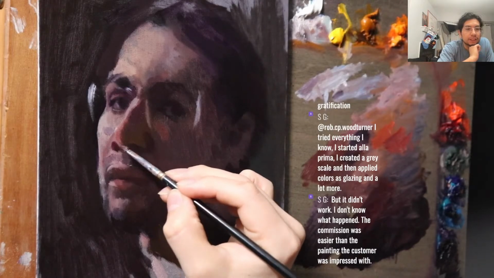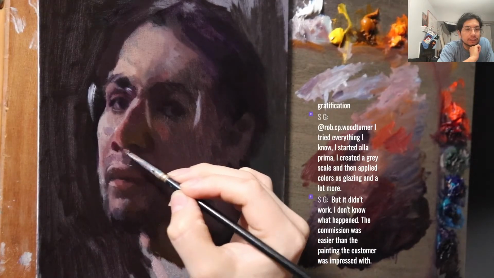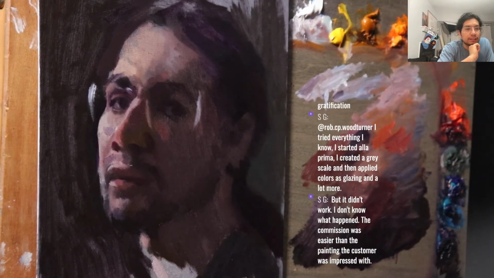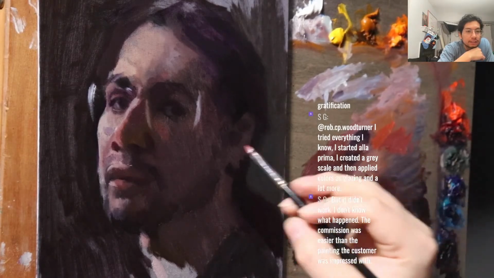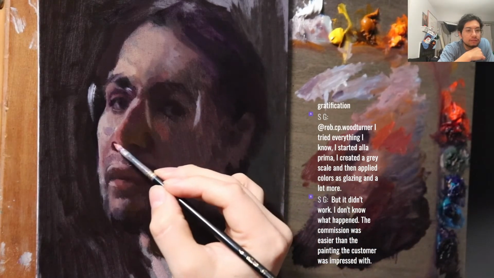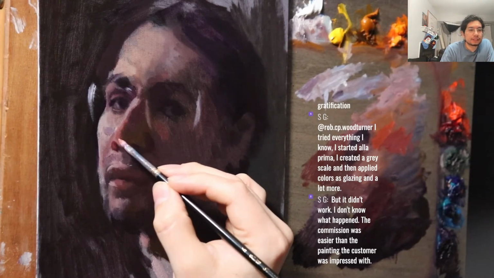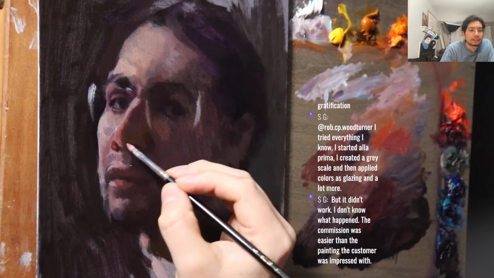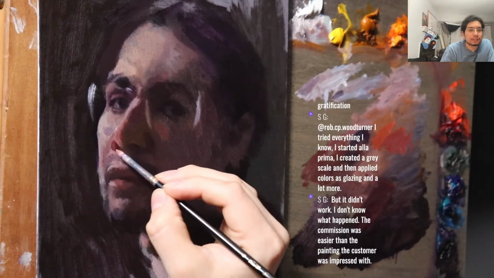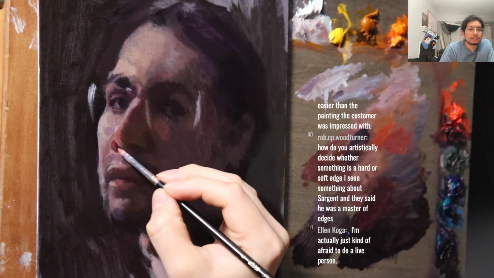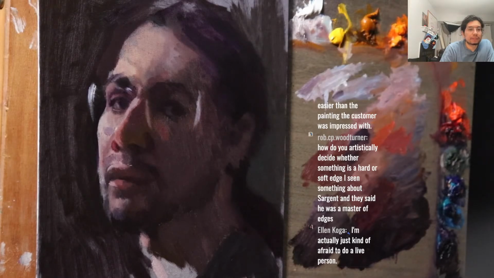So from SG, you tried everything. You started Alla Prima, created a grayscale, then applied more colors as glazing a lot more. Let's see. The commission was easier than the painting. The customer was impressed with it. And honestly, it's just SG.